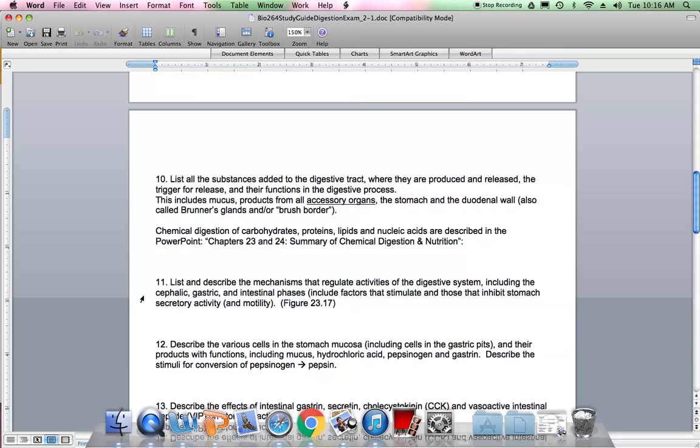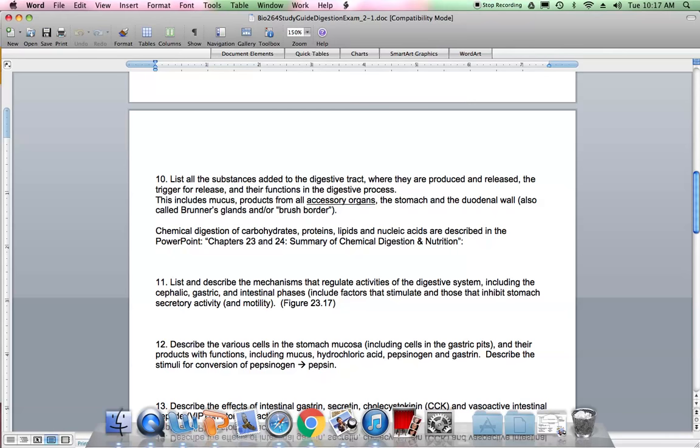Just in summary, cephalic is from the brain. So this happens before food even hits your mouth. It can include the other sensory organs: smell, thinking about food, and looking at a very beautiful presentation of food, etc.